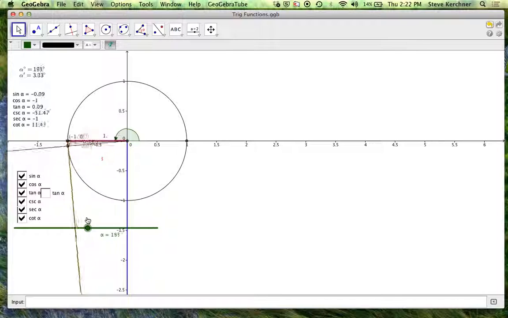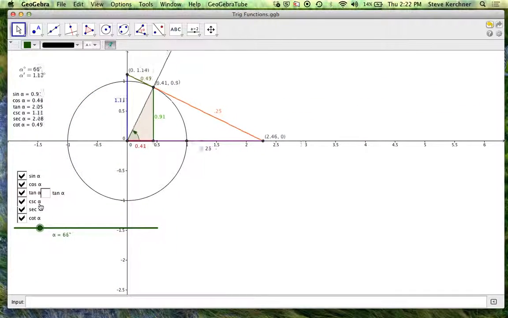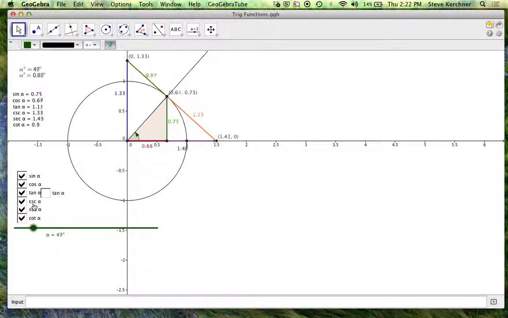Sliding back around to the first quadrant and 45 degrees, we can see the entire construction. And once again, we have the sine in green, the cosine in red, tangent in orange, cotangent in this kind of darker green. We've got our cosecant in this blue, and we have our secant in purple.